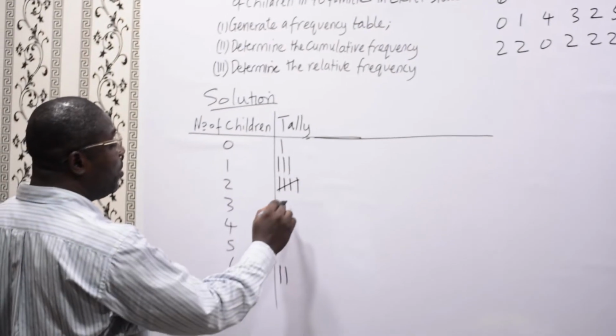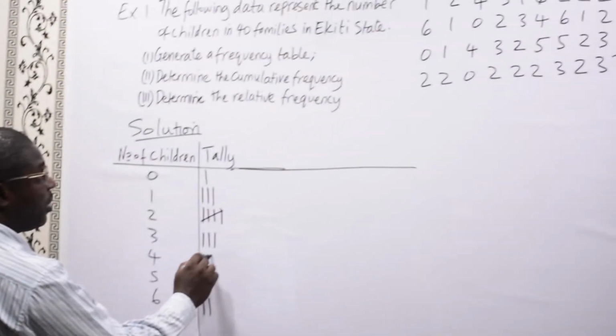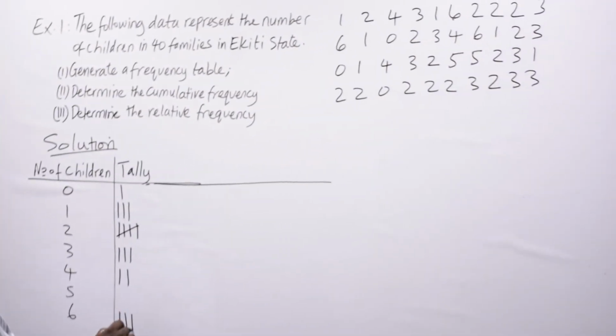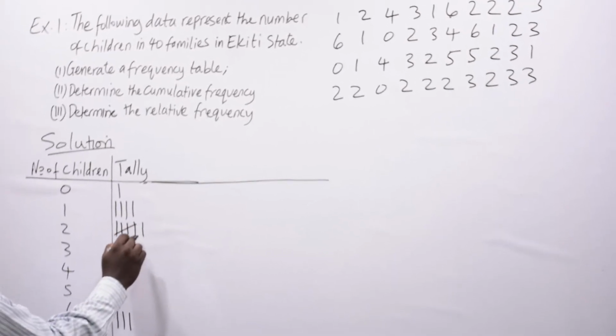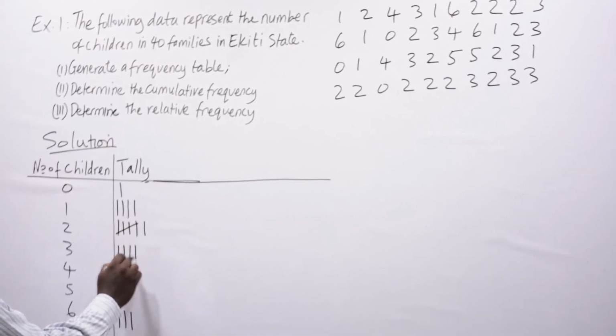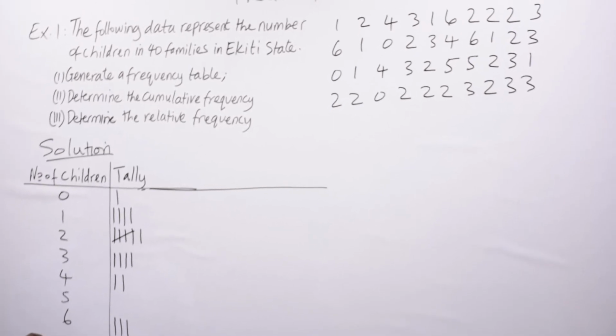Now we have 3 coming up. We have 4 appearing. Then we have 6 appearing. We have 1 coming up. Then 2 again. And then we have 3 coming up. That's dealing with the second line.